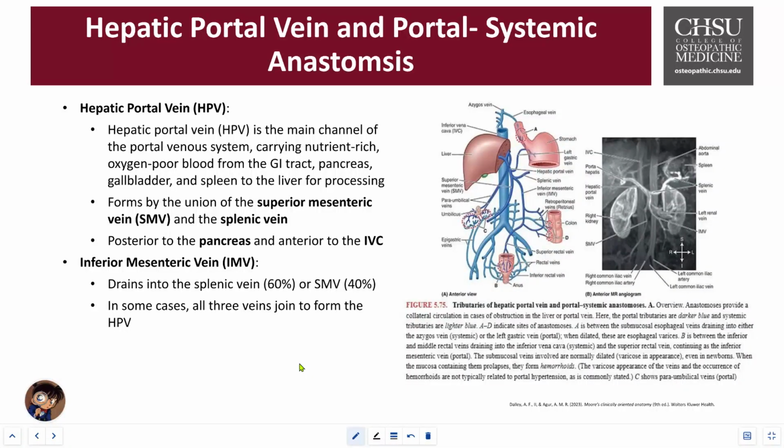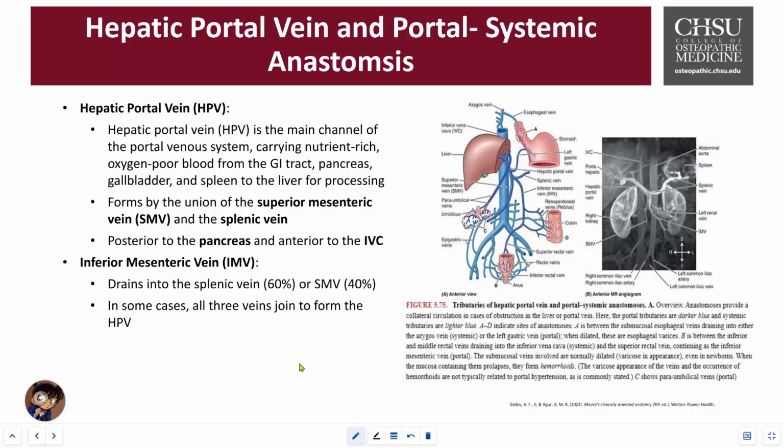The inferior mesenteric vein, IMV, drains into the splenic vein 60% of the time, and the SMV about 40%. There are occasional variations where all 3 of these veins converge directly to form the HPV. This is a system that's crucial for liver function, detoxification, and metabolism, and it is clinically applied in conditions such as portal hypertension, which can result in certain kinds of varices. And we'll talk about that very shortly.